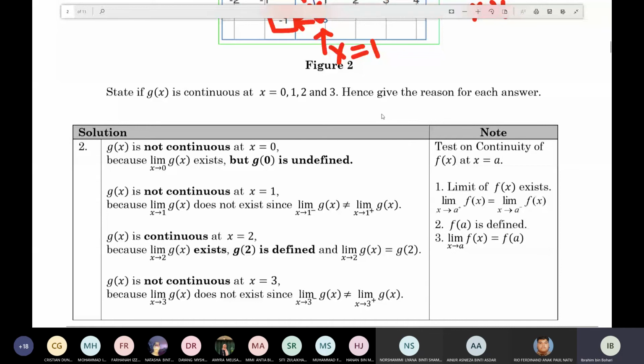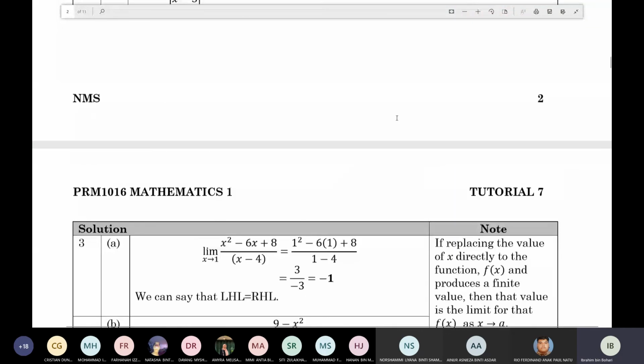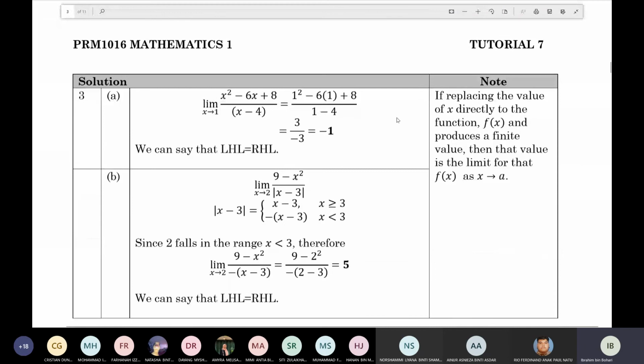Okay, question 3. Question 3 pun saya bagi jawapan sahaja. Buat dia mudah. Okay, cek jawapan. Question 3, you check the left hand limit, right hand limit, existence of limit. And here, question B pun sama. When x equals 2, so you find the limits here. Limits here equals to 5.